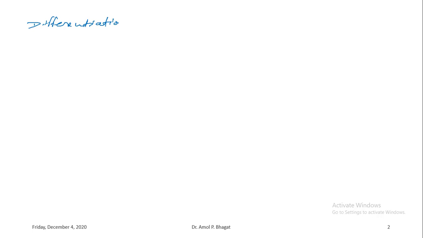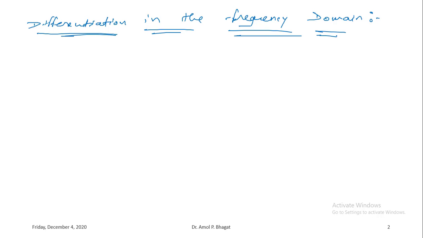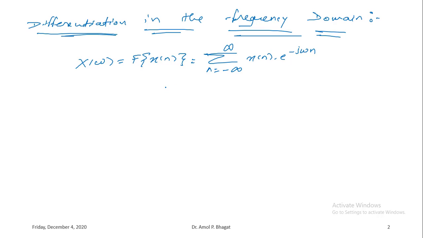So it is differentiation in the frequency domain. As we know, the Fourier transform is denoted by X of omega. It is nothing but the Fourier transform of discrete time signal x of n, and it can be given as summation n equals minus infinity to infinity x of n into e to the power minus j omega n. Okay, so that is the formula for Fourier transform.